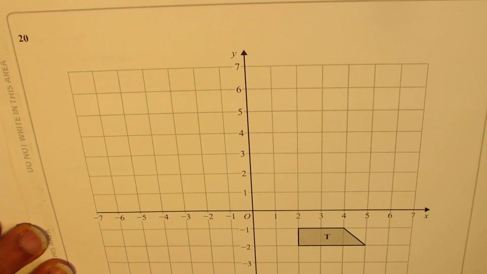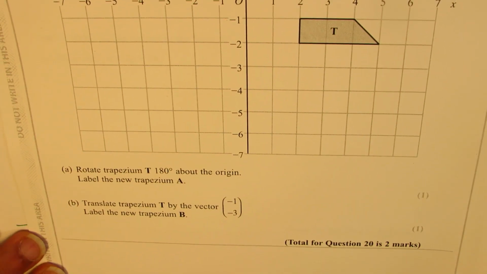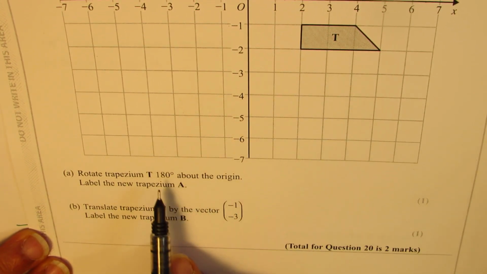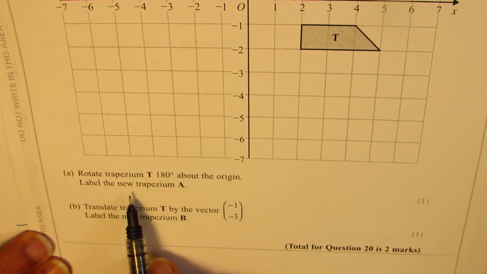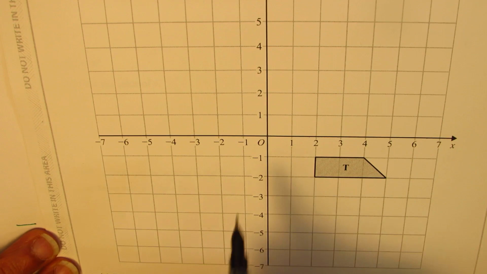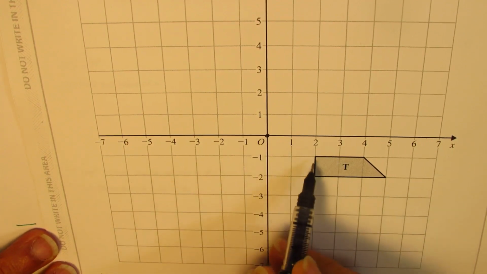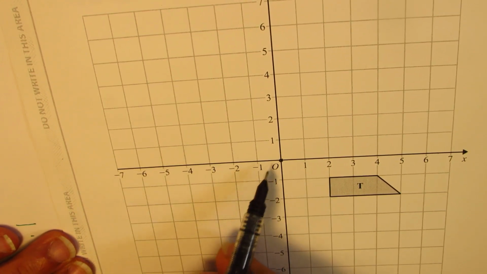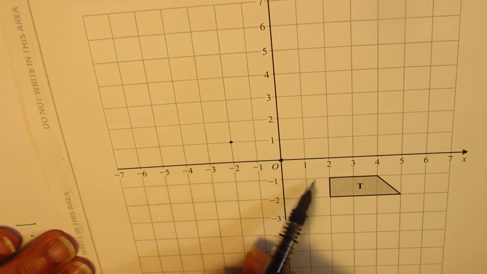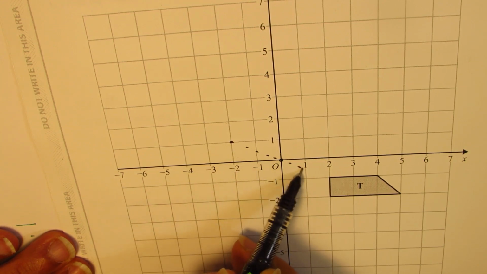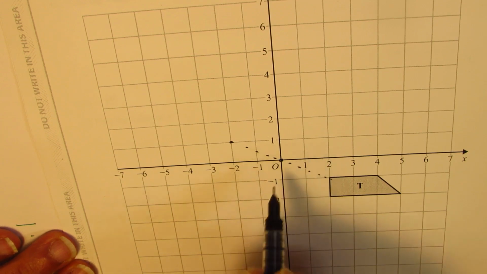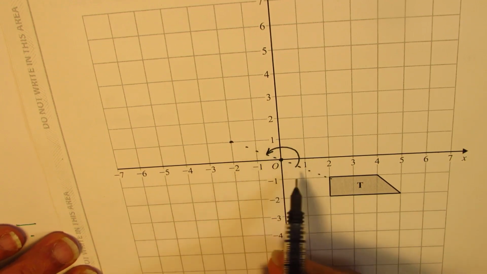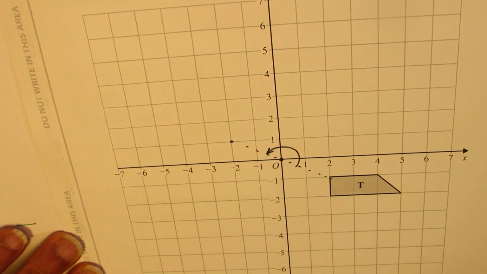Question number 20. The question here is based on rotation. Rotate the trapezium T 180 degrees about the origin, label the new trapezium as A. So 180 degrees about this point, correct? So when you rotate, it will go in a straight line on this side, correct? So it'll come on this side. It is a straight line, 180 degrees. Now it doesn't really matter whether you go counterclockwise or clockwise, you reach the same place, correct?